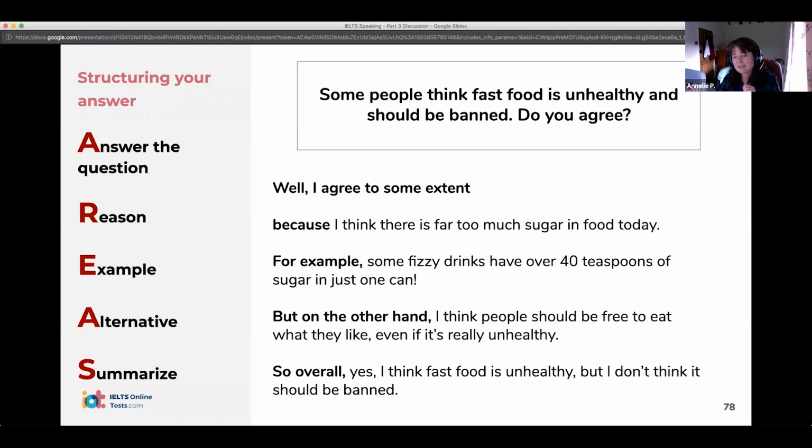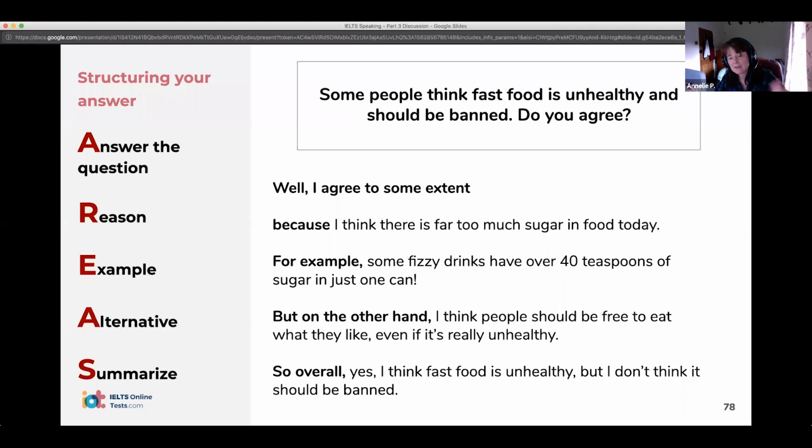Okay, but I don't think it should be banned. Exactly. Okay, good. So we've got a very clearly structured answer there, and we've introduced each of the parts of our answer with a clear signposting expression. So that would work very, very well. Very easy for the examiner to follow, very concise, good use of language. That's exactly what we're looking for.